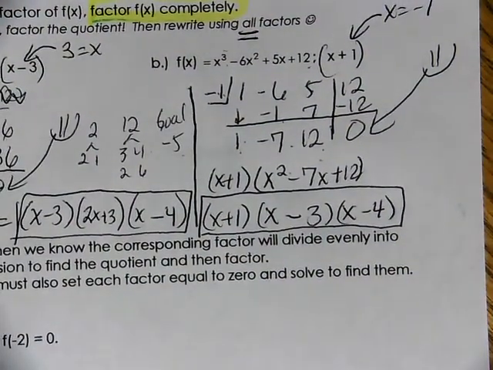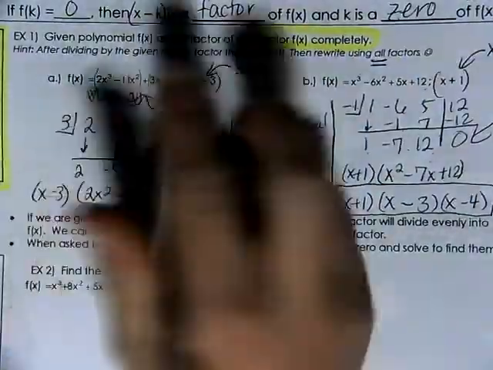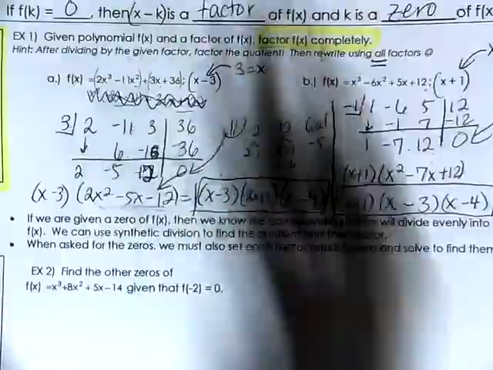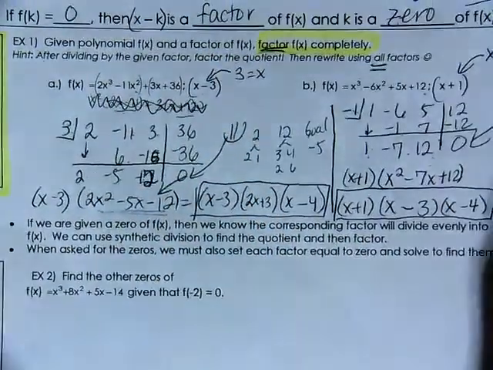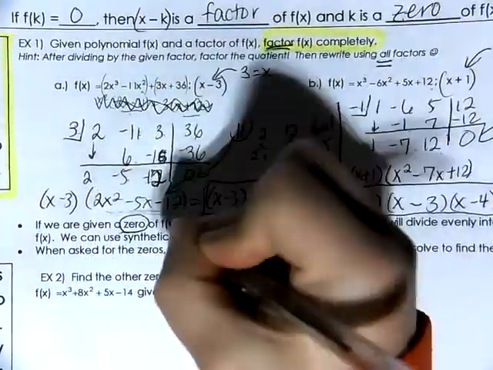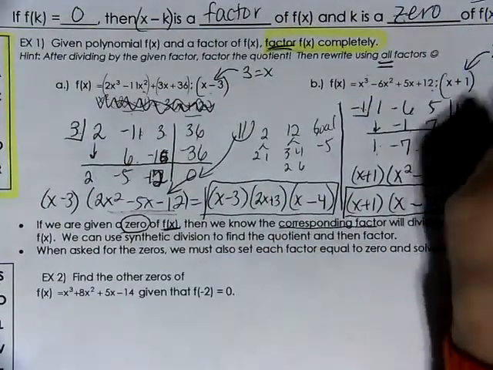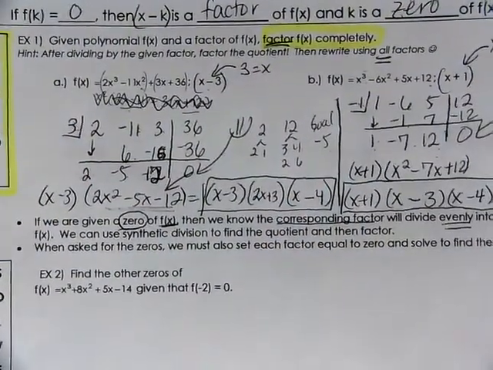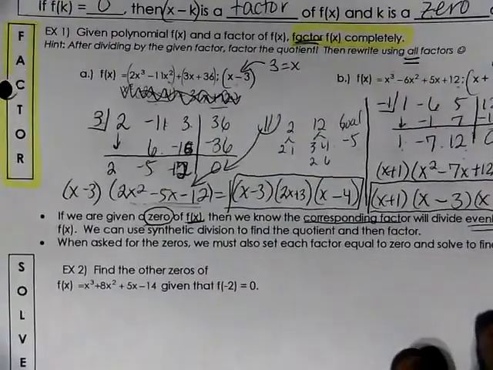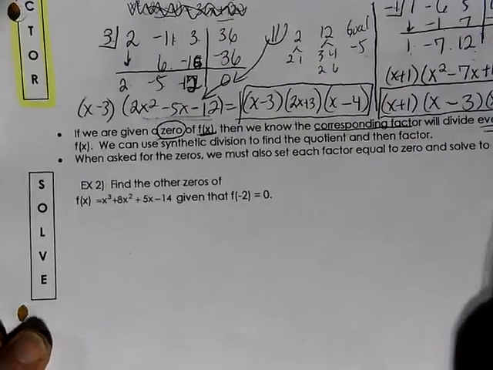So that is all about factoring. But what if we were given a 0 instead? So I was given a factor before, and I was asked to factor. Now, if we are given a 0 of f of x, then we know the corresponding factor will divide evenly into f of x. And we can use synthetic division to find the quotient, and then we can factor.